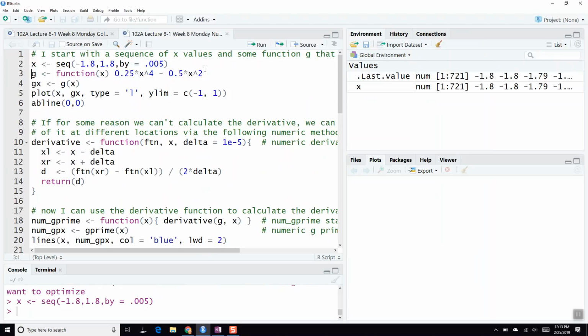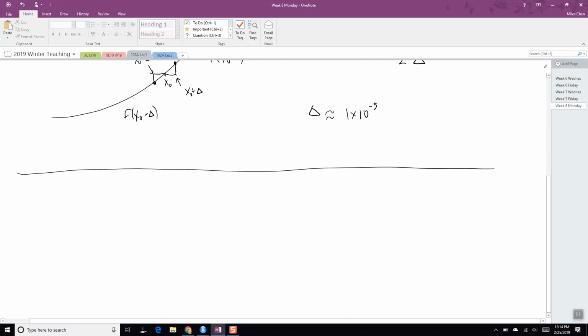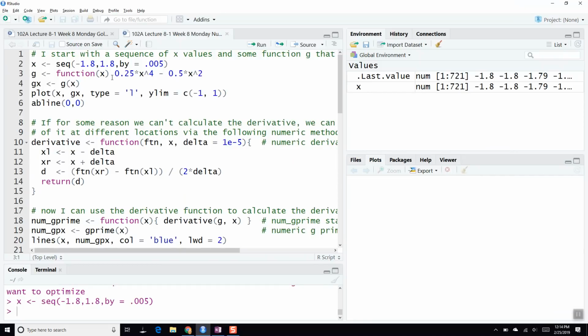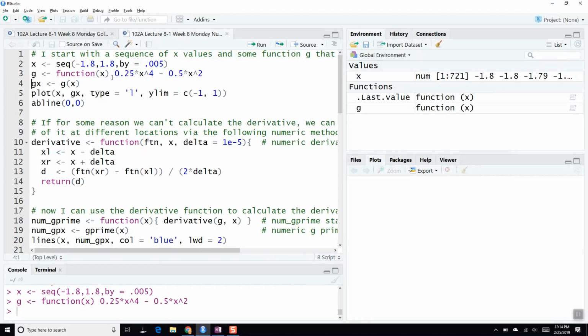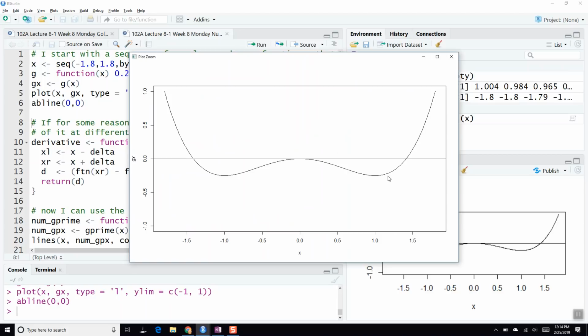Okay, so we're going to start off. I have this function, 0.25x to the 4 minus 0.5x squared, okay? So this is going to be the function g. So g of x is basically 1/4 x to the 4th minus 1/2 x squared. All right, and I picked these coefficients so that they cancel easily when we take derivatives and stuff like that. So this is our function g, and we'll plot it, and this is what it looks like, okay?